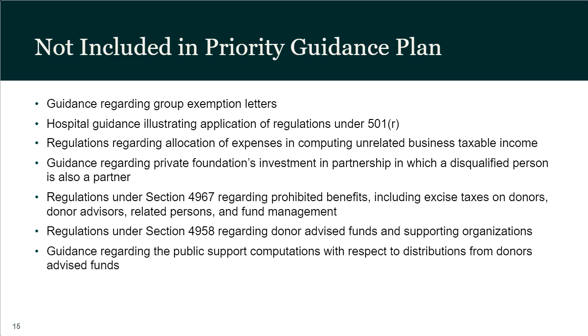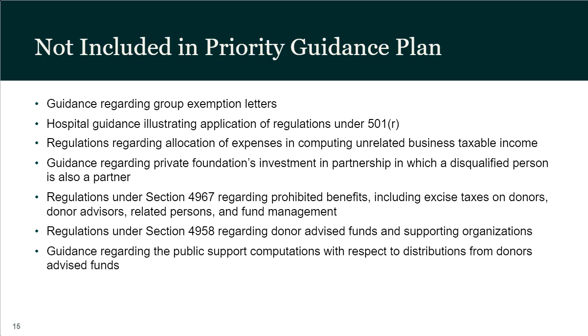So for example, the guidance for group exemption letters, hospital compliance guidance under 501(r), the expense allocation rules for unrelated business income, and then also the self-dealing rules when a private foundation invests in a partnership where a disqualified person is also a partner. The last three projects are the DAF guidance projects that were initially introduced in the 2023 and 2024 plans. So we're hoping to see these added back in a future plan.